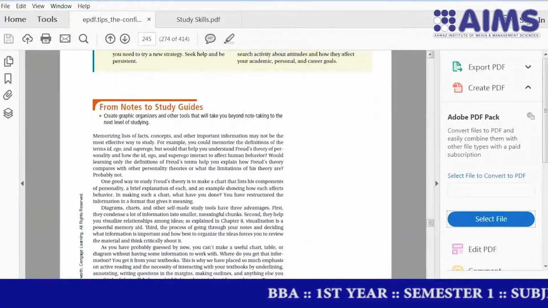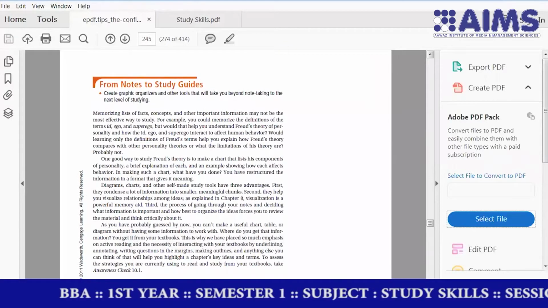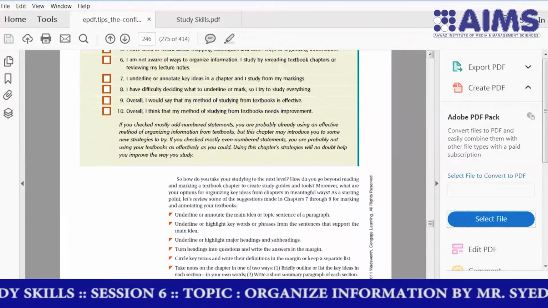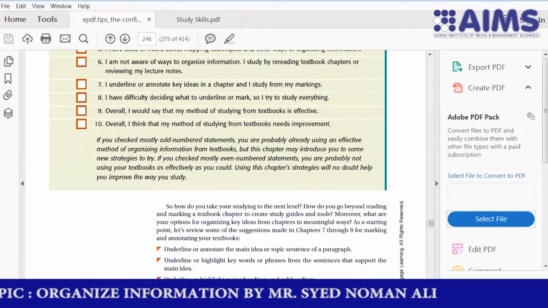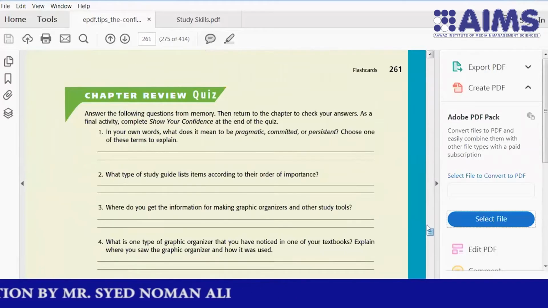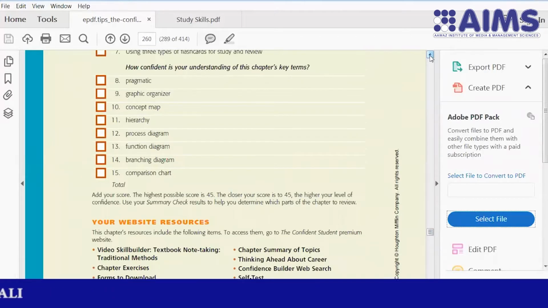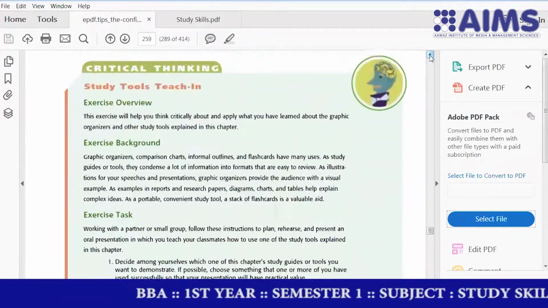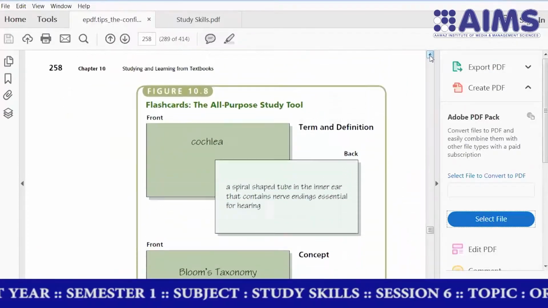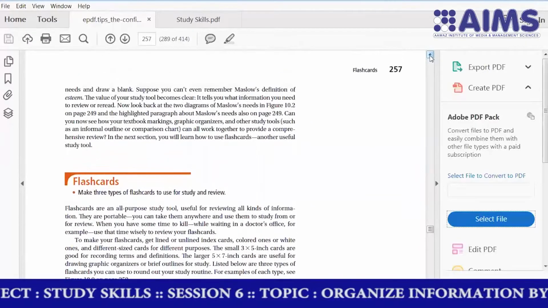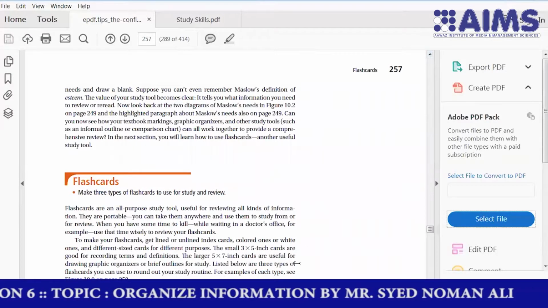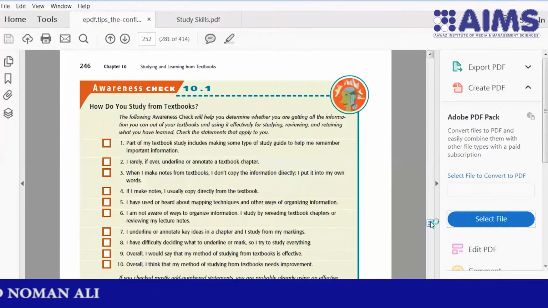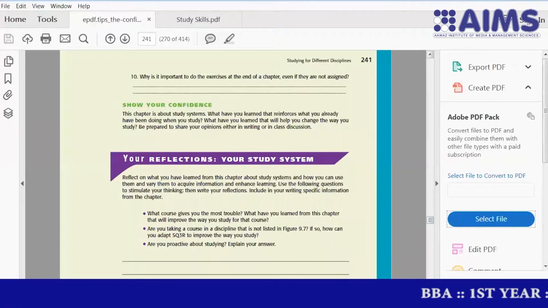From the notes, if you want to study, what kind of method you have to adopt. And first, you will note the key points like these. There is some use of that. Yes, here it is.